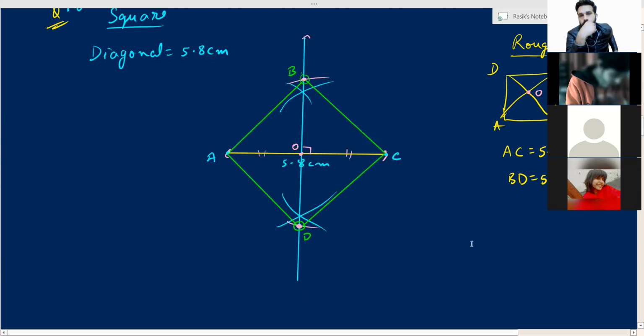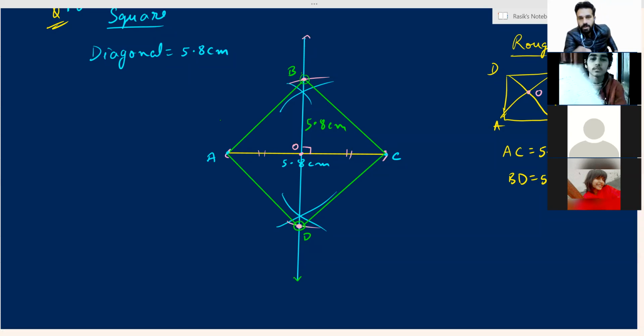So this is how you're going to get the square. What we have done here, we have constructed BD also of 5.8. You can measure, BD will also be 5.8 centimeters. Why? Because AO, BO, CO, DO all are equal. We have constructed BO and DO also equal to AO only. Am I right? So that is why, since both the diagonals here in the given figure are perpendicular, they are equal to each other and they bisect each other. Therefore, this is a square.